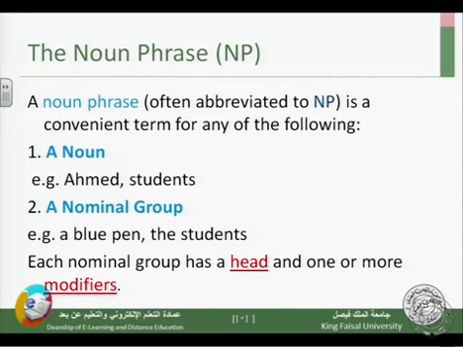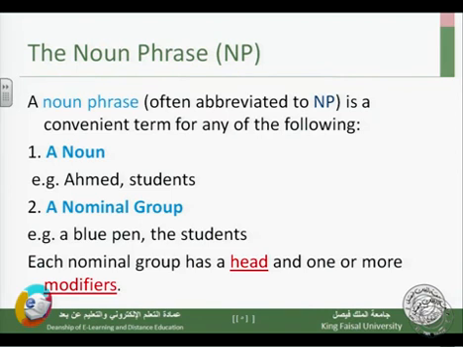The noun phrase, or NP, is the abbreviation. It is a convenient term for any of the following. So it can be used to refer to the noun, even though nouns here are single words like Ahmed and students. And as we said, phrases are two or more words, but as a convenient way, some grammarians prefer to use NP to refer to nouns, even though they are one word. So they are not actually a phrase according to the definition we provided earlier, but it is more convenient to use NP to label these when we talk about grammatical structures. So the first type of NPs is nouns, like Ahmed and students.